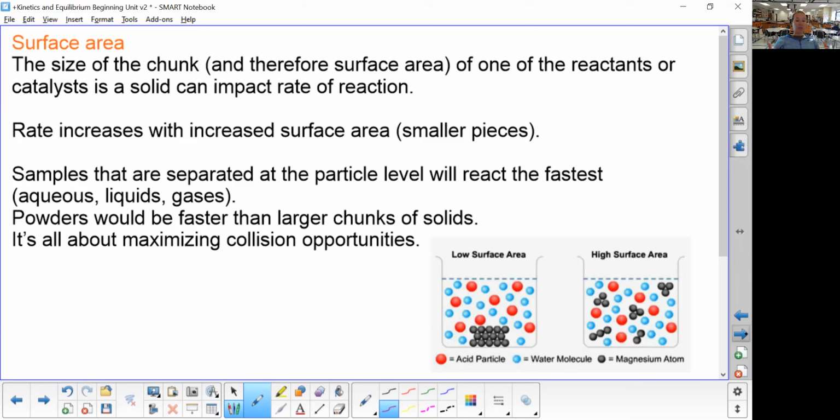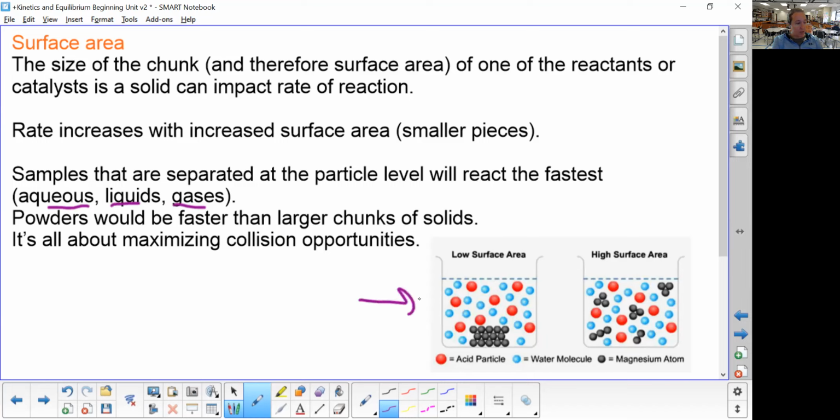The size of the chunk, if it's a solid, whether it's a reactant or a catalyst, can impact the rate of reaction. If you have more surface area, then you have more chances for the other molecules that are hitting that solid to then react, okay? And samples that are separated at the particle level will react the fastest, so particles in aqueous solution, liquids, or gases, because the particles have more random motion. But if you have a solid, then a powder would be faster than a big chunk or a flat piece. It's just about maximizing collision opportunities.